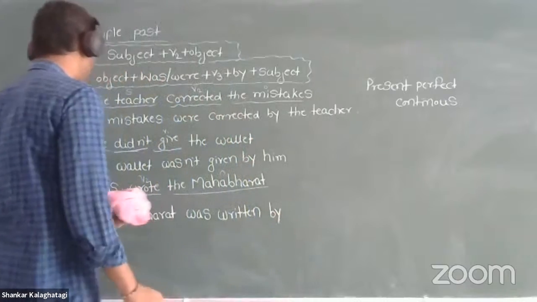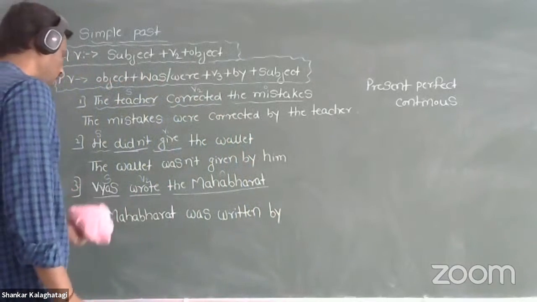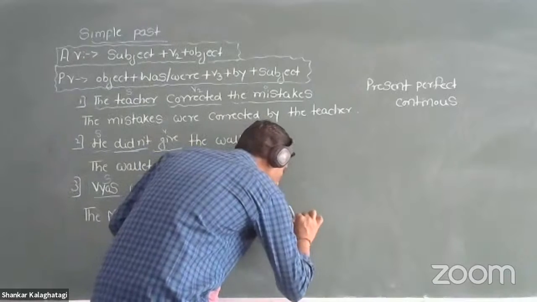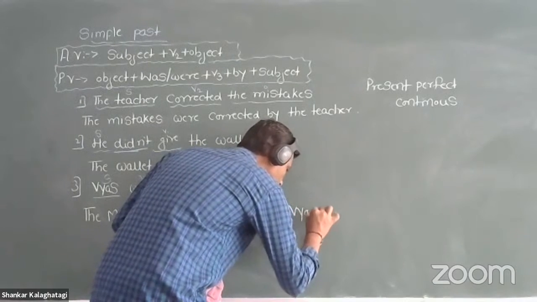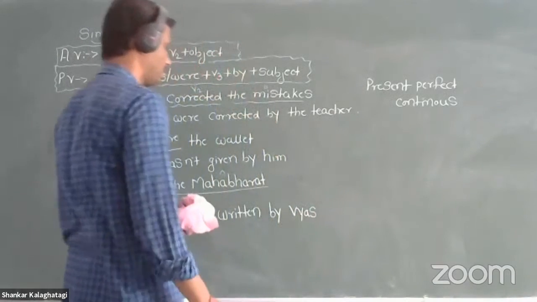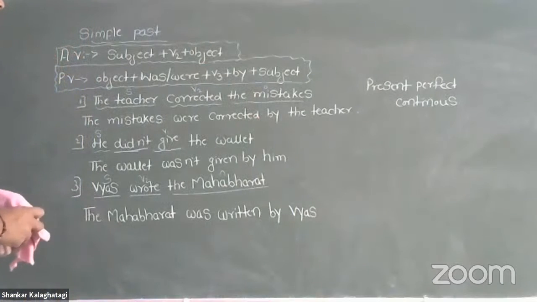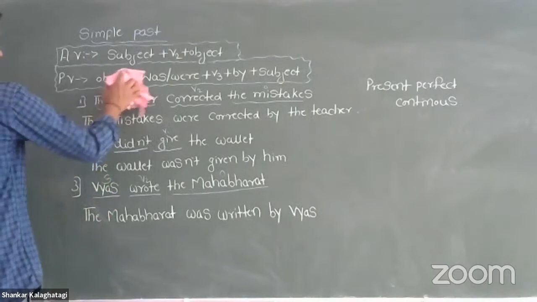Okay. By we have written. So after by we have to write a subject. That is Vyas. Write Maharshi Vyas or simply write Vyas. So this is the third example.